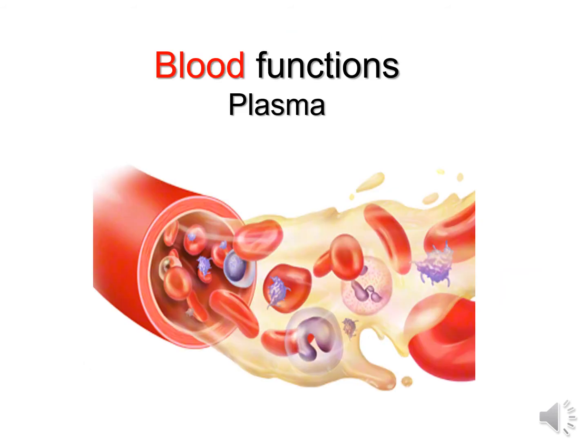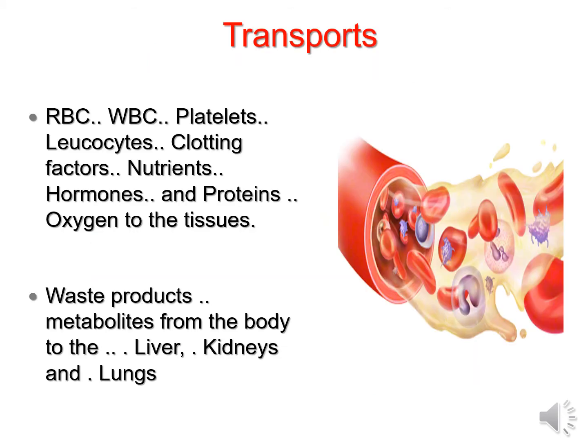What are the functions of plasma? Plasma transports red blood cells, white blood cells, platelets, leukocytes, also known as white blood cells, clotting factors, nutrients, hormones and proteins, oxygen to the tissues. They also transfer waste products, metabolites from metabolism from the body to the liver, the kidneys, the lungs.